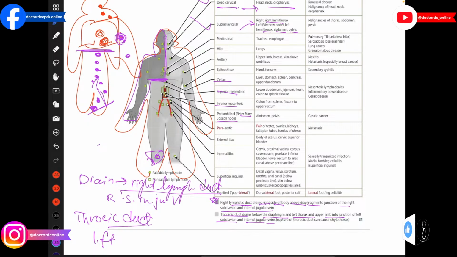And there's one important MCQ. If rupture of the thoracic duct happens, what is going to happen? Chylothorax. The chylothorax.